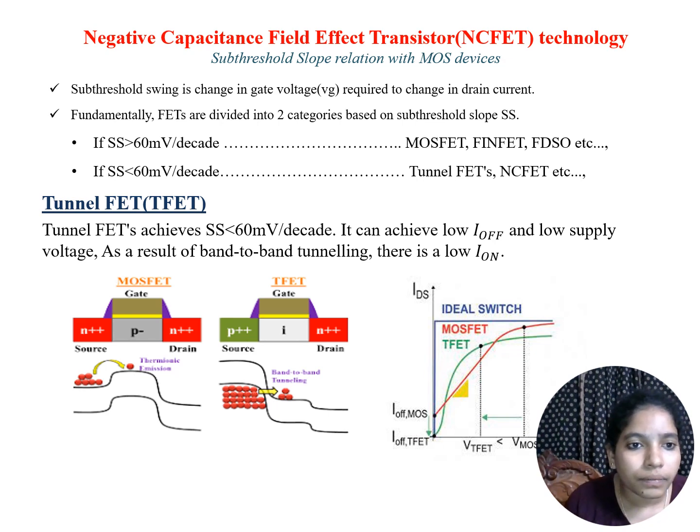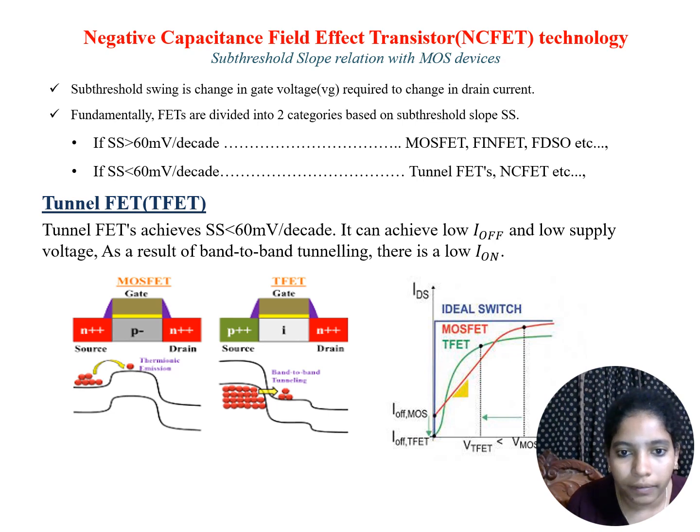Let me now talk about the tunnel FET. A tunnel FET achieves a subthreshold slope that is less than 60 millivolts per decade, and it also achieves low off current and low supply voltage. Due to the low on current, it results in band to band tunneling. Let us discuss the characteristics of the MOSFET and tunnel FET.